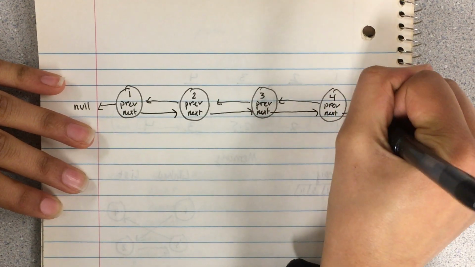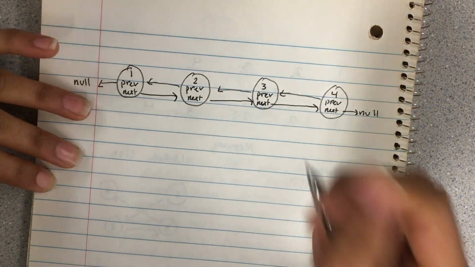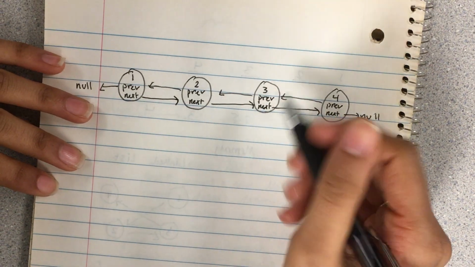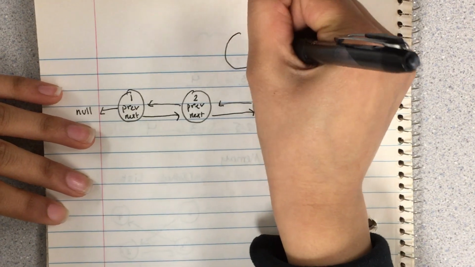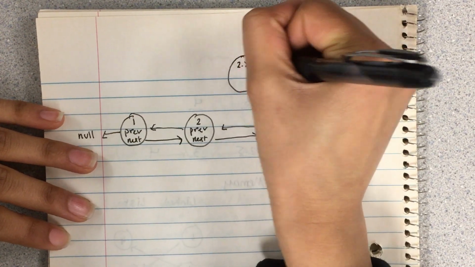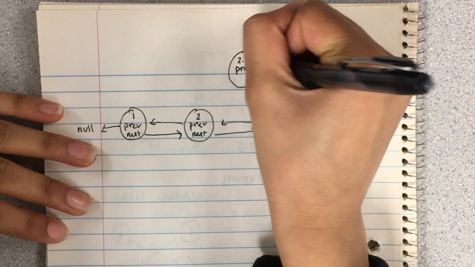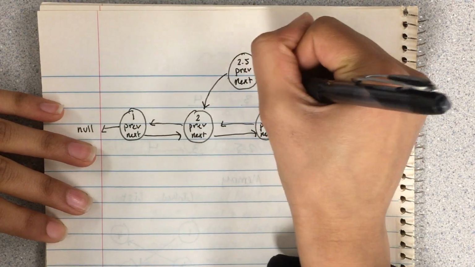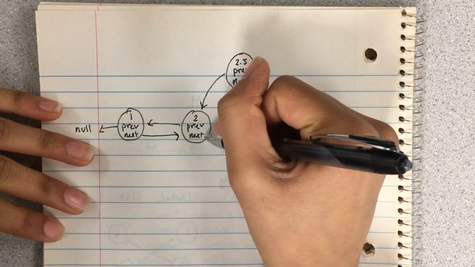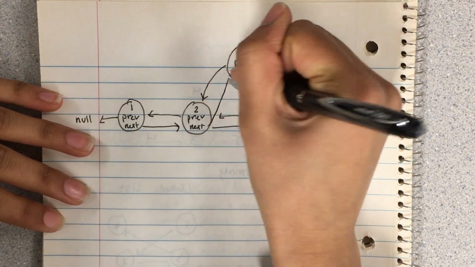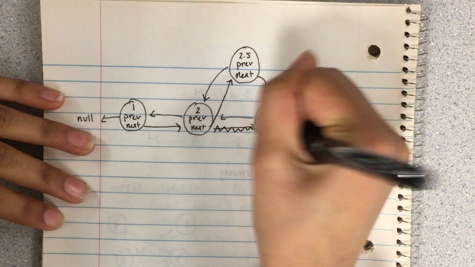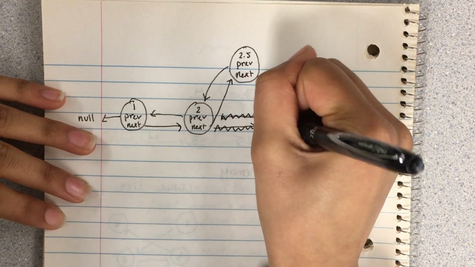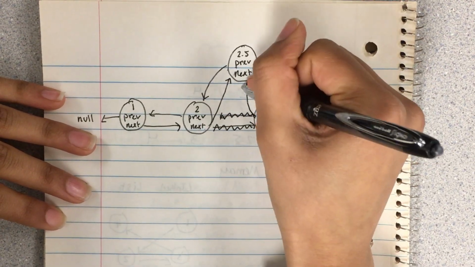Now if we wanted to insert an element, let's say 2.5, between the second and third element, we'd first have to create a new node, make its datum value 2.5, make its previous pointer a pointer to 2, and its next pointer a pointer to 3. We would also have to change the next pointer of 2 to be pointing at 2.5 instead, and we'd have to change the previous pointer of 3 to be pointing at 2.5 instead.